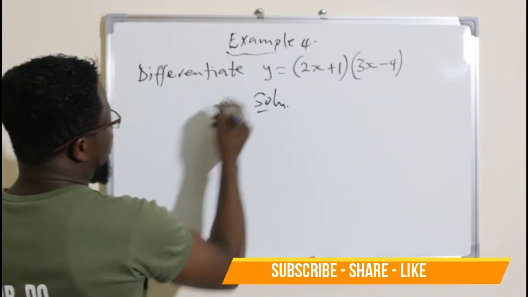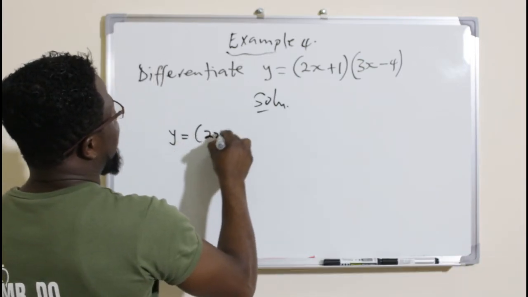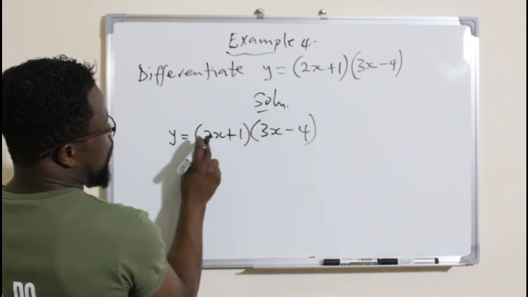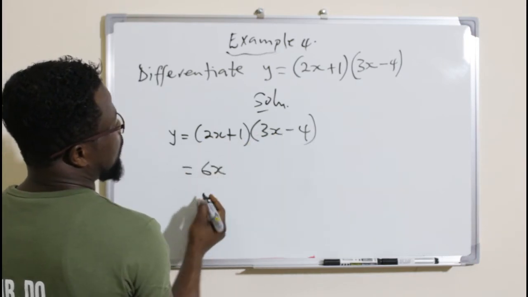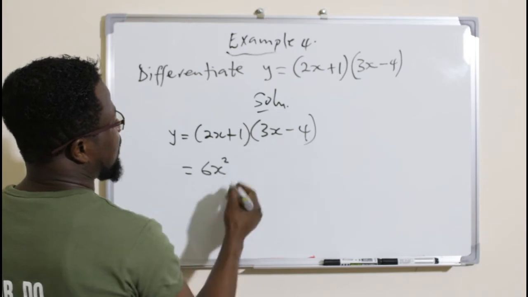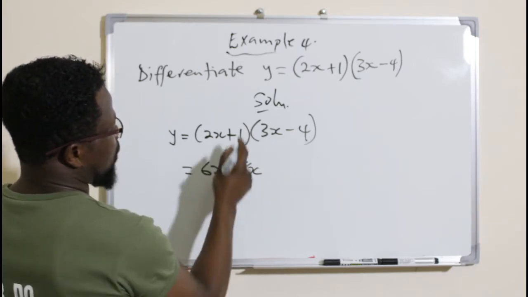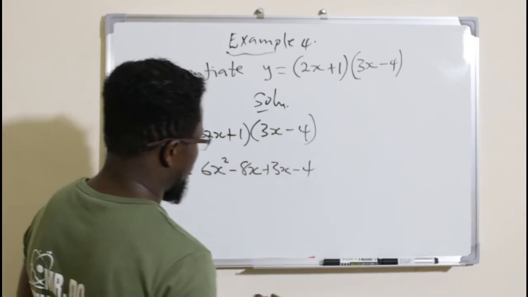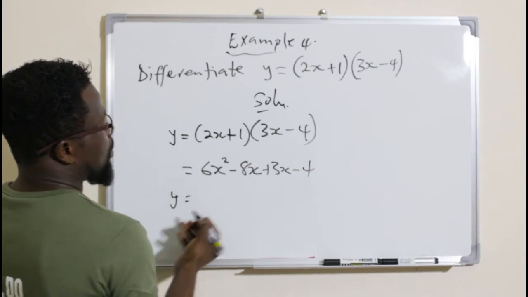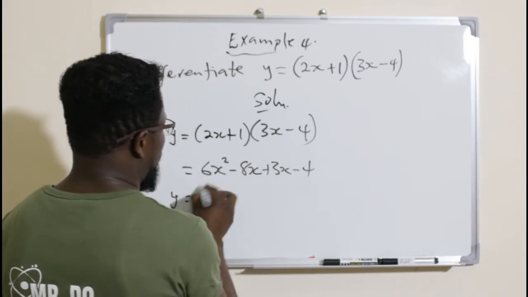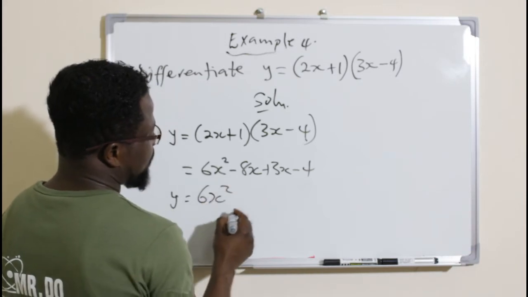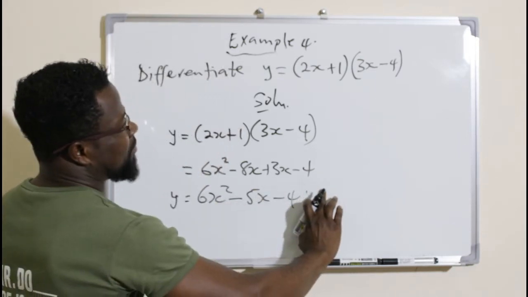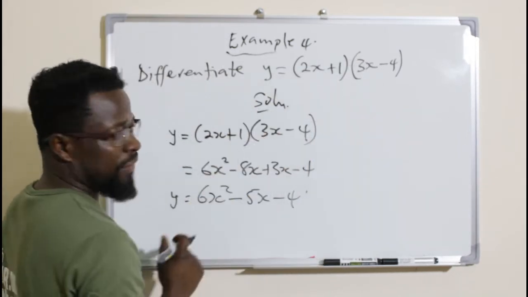So y equals (2x + 1)(3x - 4) can be written as: multiplying this by that gives 6x squared, then this by that gives -8x, this by that gives 3x, and this by that gives -4. These are like terms, so when I simplify, we get 6x squared minus 5x minus 4. This is the same as the given function itself.